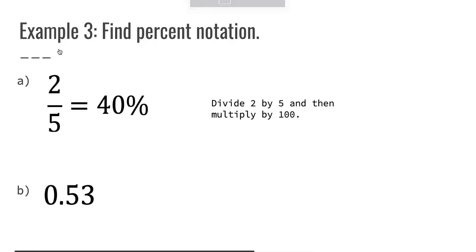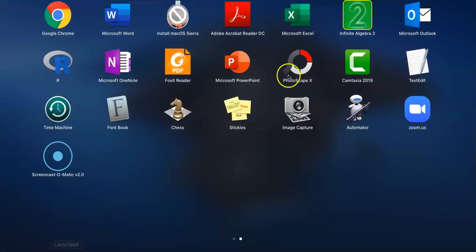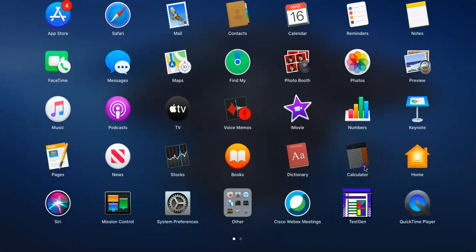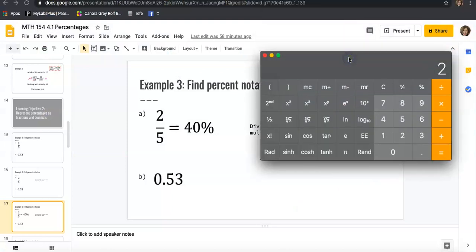So going back to my slides, it's going to be 40%. Okay, maybe I'll show you how I'm typing this in my tiny calculator over here. So I'm doing 2 divided by 5, and then I will multiply by 100. So that's how we got 40%.